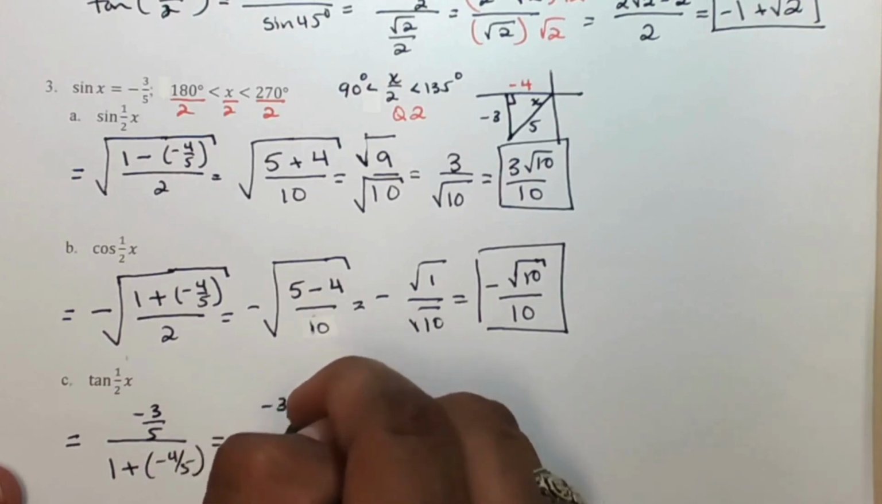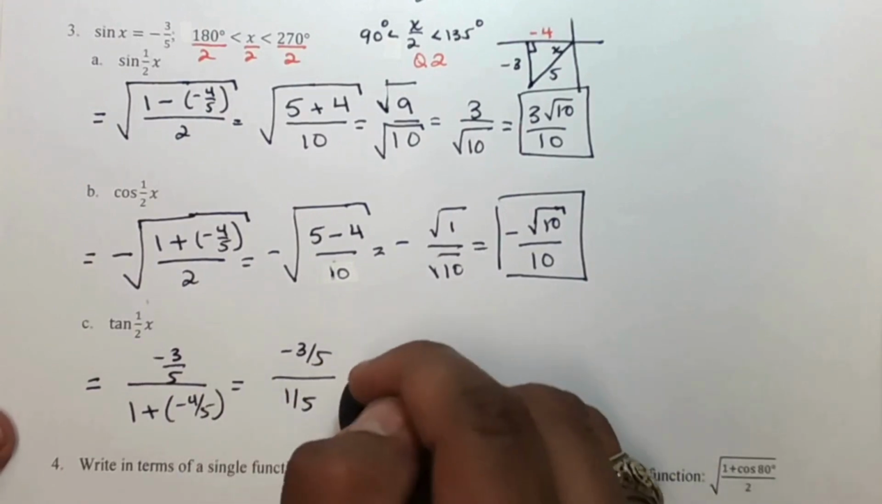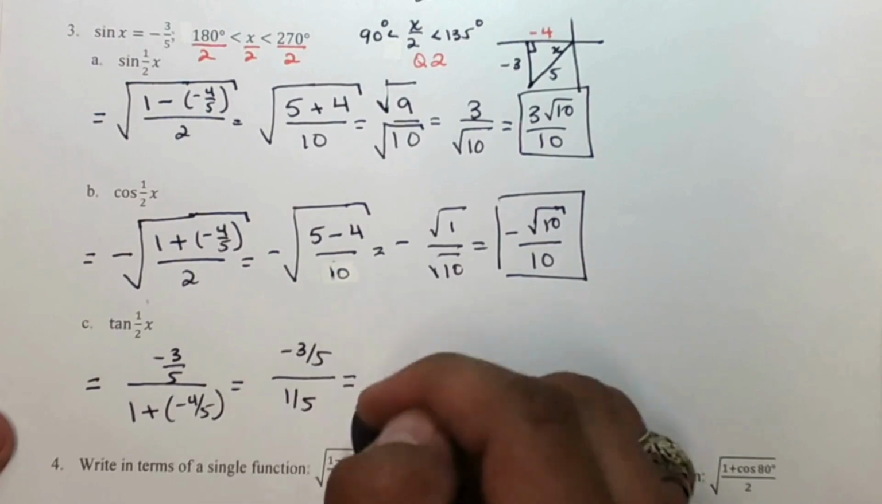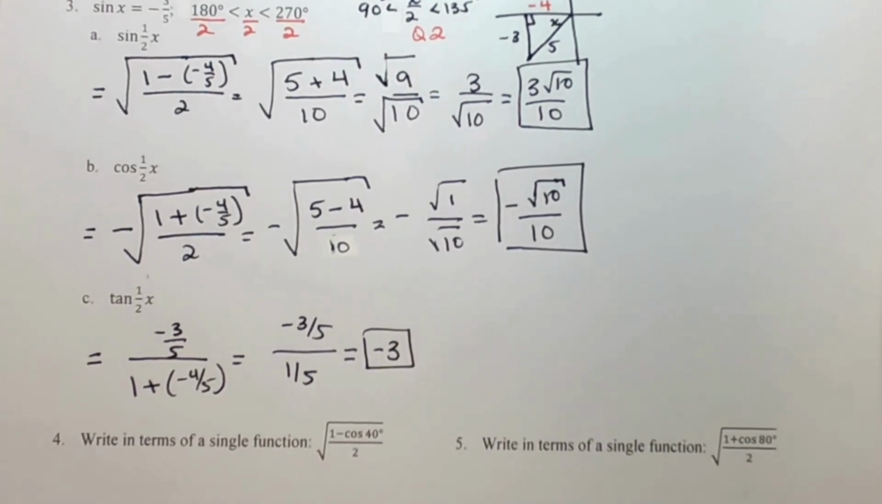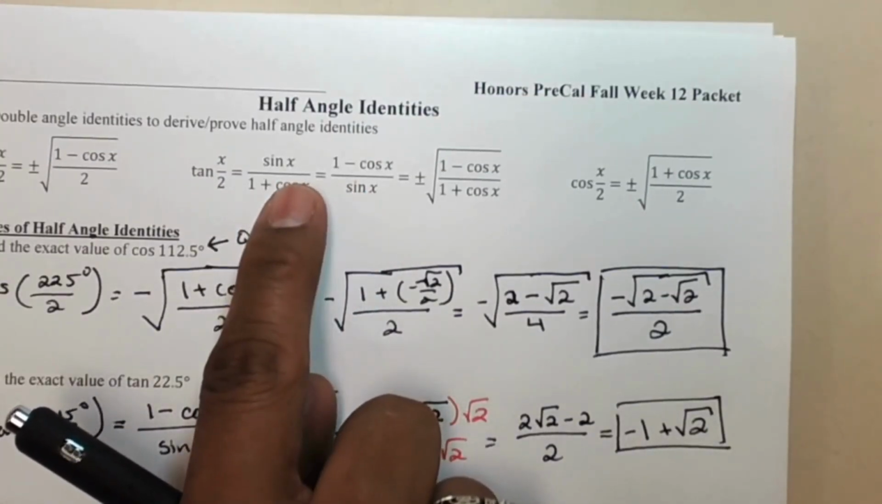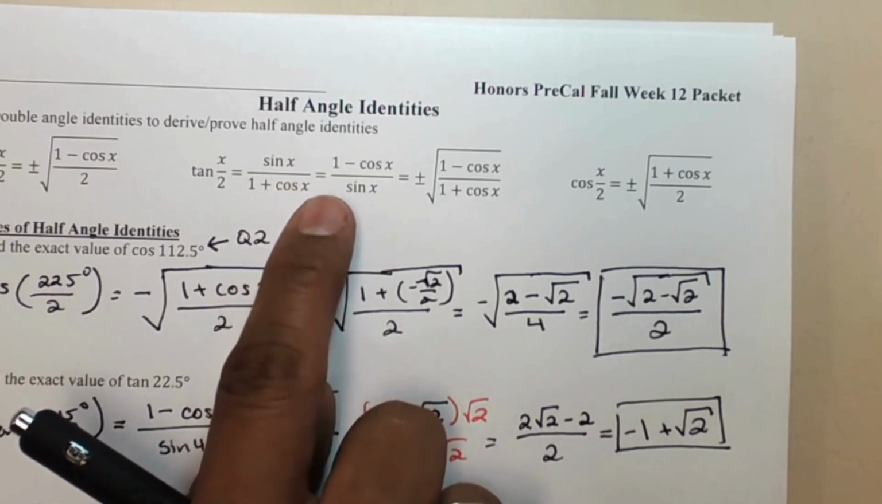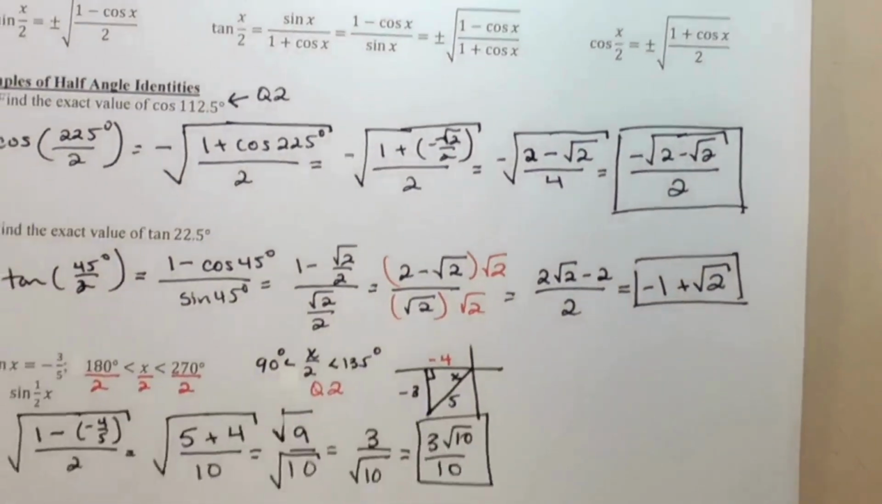Well, -3/5 over 1 minus -4/5 is 1/5. So then we end up getting that our final answer, we multiply the top and the bottom by 5, we end up getting -3 as my answer. Does it make sense for that to be negative? Yeah. Quadrant 2, tangent's negative because your y's are positive and your x's are negative. So positive divided by negative is a negative. So again, when you're using these two equations, they come out automatically as positive or negative depending on where the angle is. If you're going to use this one, you have to ask yourself, which sign would it be?